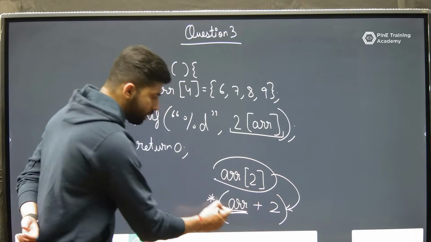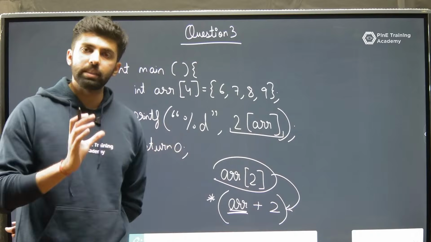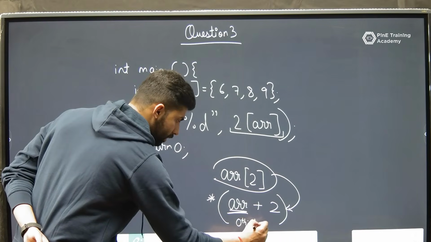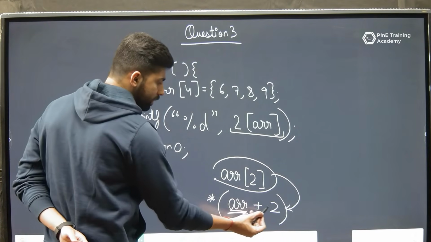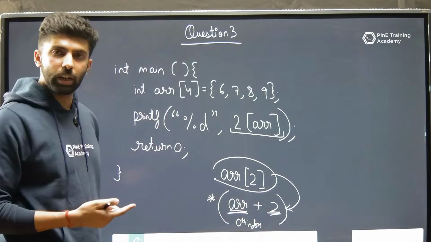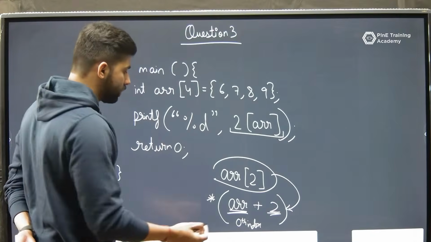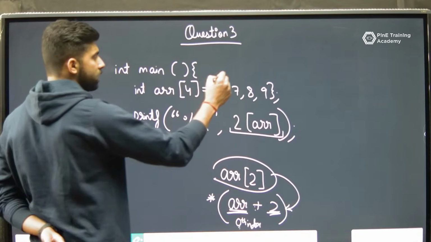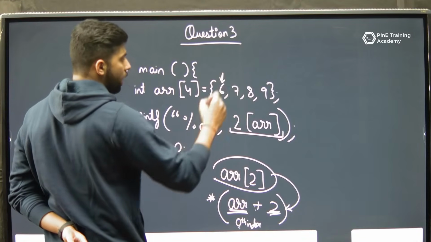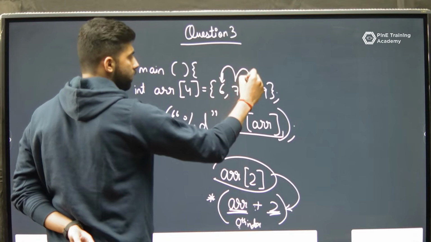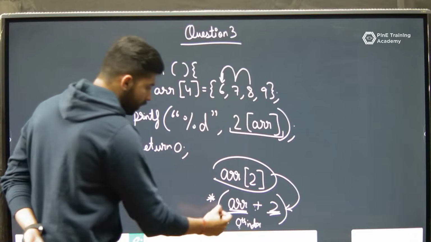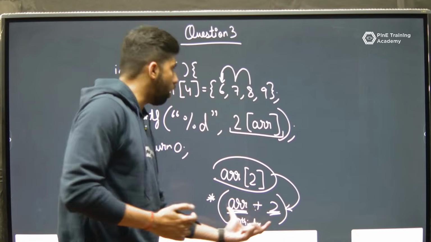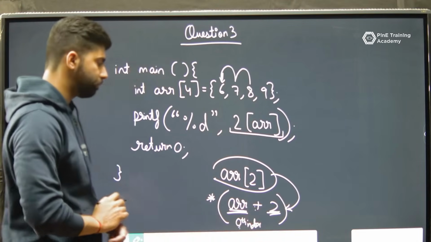We know that ARR is the address of the 0th index, plus this denotes the number of jumps I need to take to reach the correct address. I'm telling from the 0th index take 2 jumps. That means this is the address, this is the 0th index. From here I will take 2 jumps, 1, 2, right? So this resolves the address of the 2nd index.